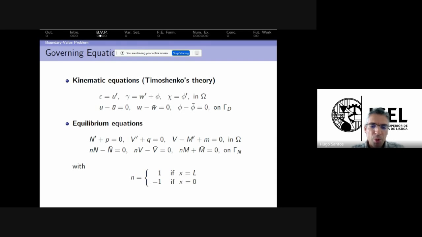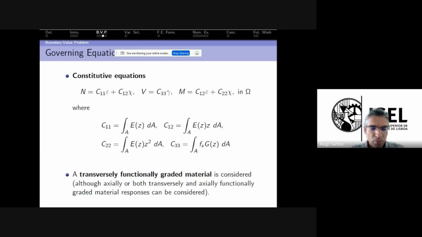The governing equations of the beam can be divided into kinematic equations, differential equations and kinematic boundary conditions based on the Timoshenko theory; equilibrium equations, again differential equations and equilibrium boundary conditions; and also a set of constitutive equations which are here associated with the transversely functionally graded material response. Although both axial and transverse functionally graded material responses could have been considered.